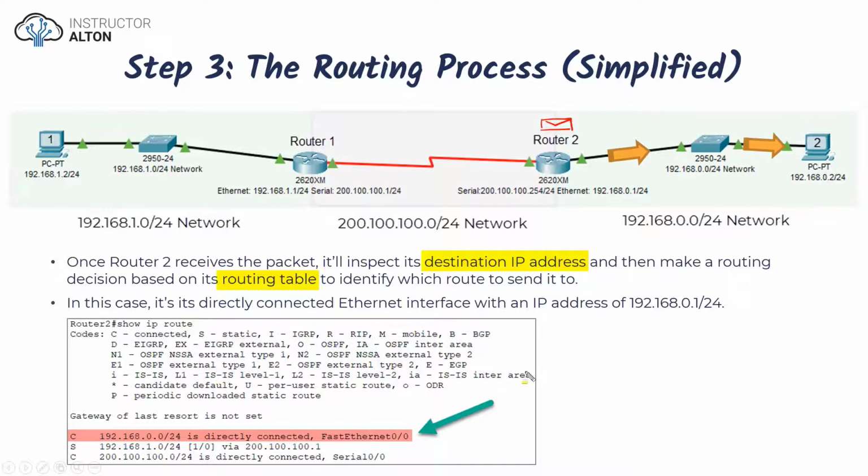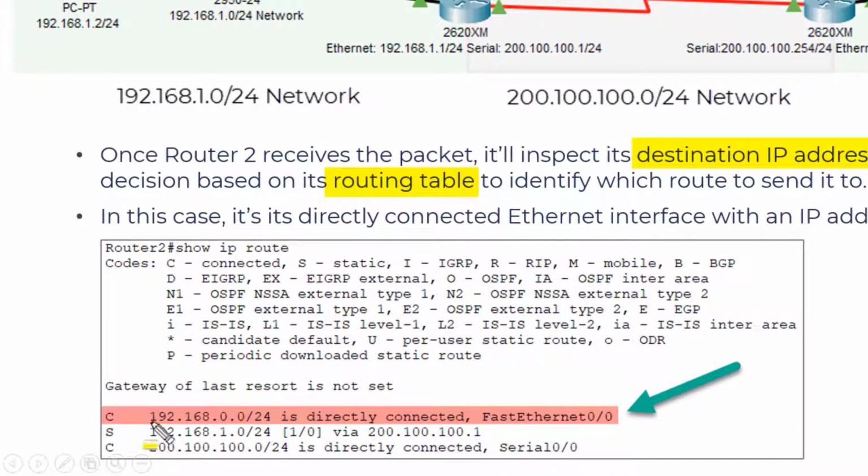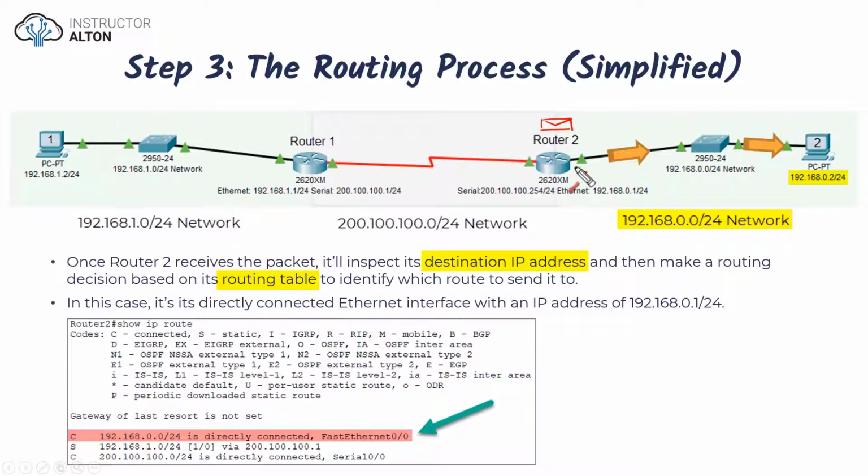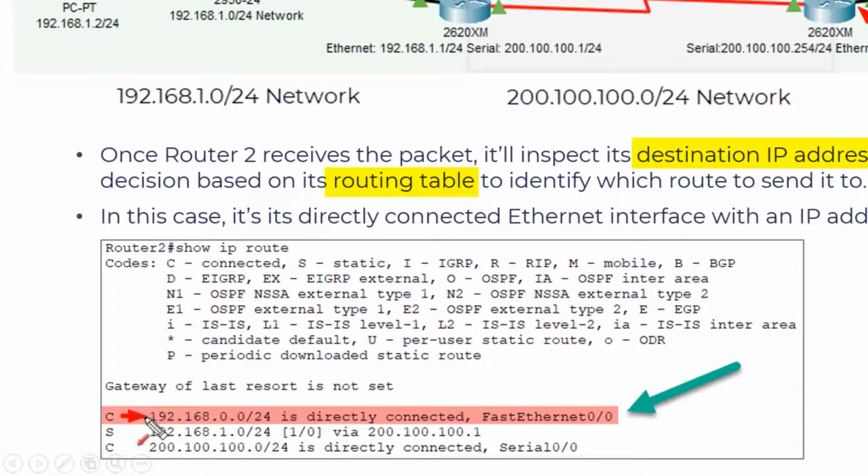So you'll notice that we have the routing table down here, and it's going to take a look at the destination, which is this address right here, 192.168.0.2/24. And so it knows that that's going to be part of this larger network. So if we take a look at the routing table, it's going to show that it's directly connected on its fast Ethernet 0/0 interface, which is this interface right here. So looking at this specific entry, it shows that 192.168.0.0 is directly connected to the router.